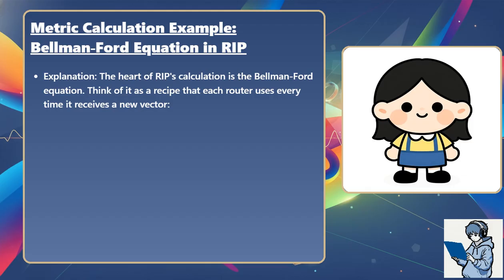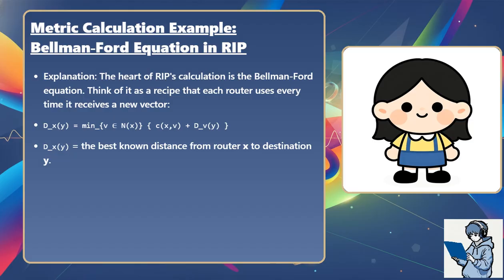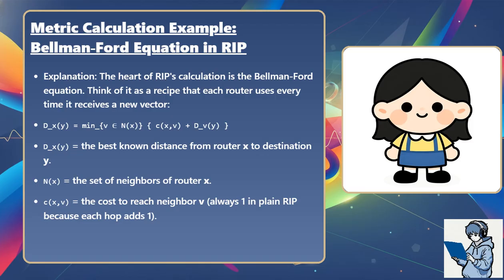Think of it as a recipe that each router uses every time it receives a new vector. d_x(y) = min over v in N(x) of { c(x,v) + d_v(y) }. d_x(y) equals the best known distance from router x to destination y. N(x) equals the set of neighbors of router x. c(x,v) equals the cost to reach neighbor v, always 1 in plain RIP because each hop adds 1. d_v(y) equals the distance that neighbor v reports to reach y.